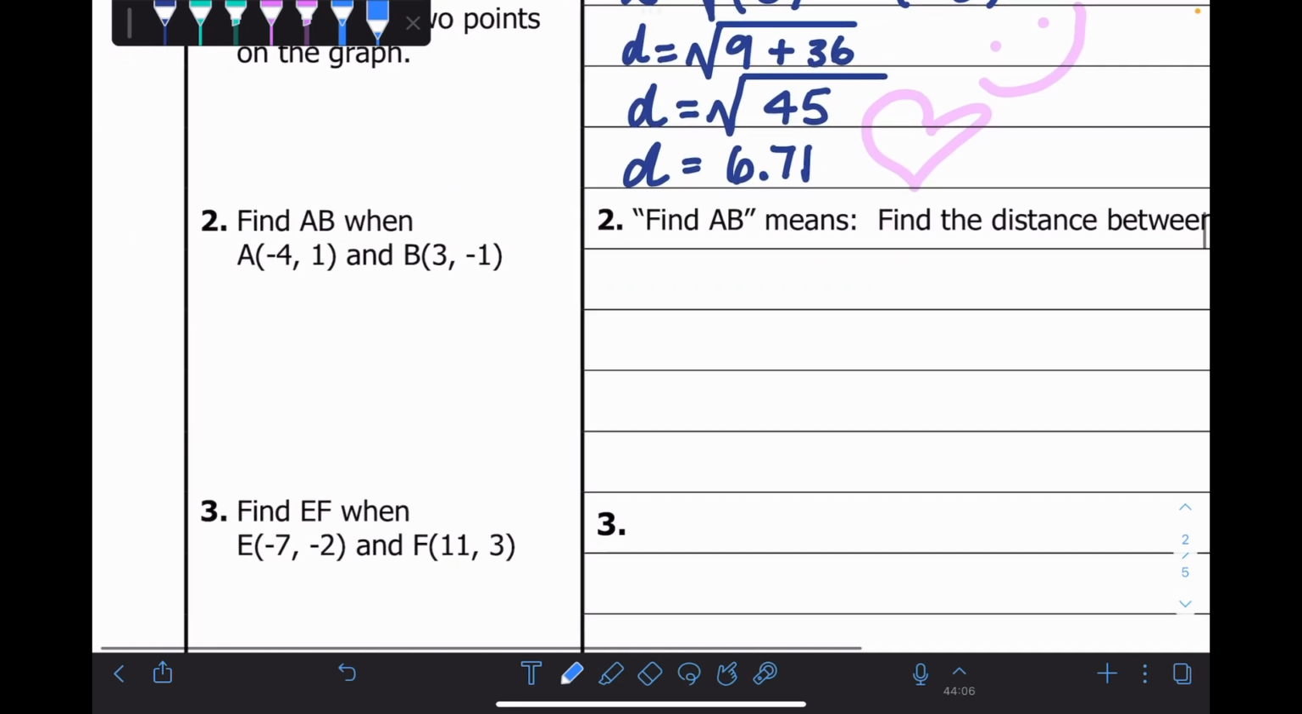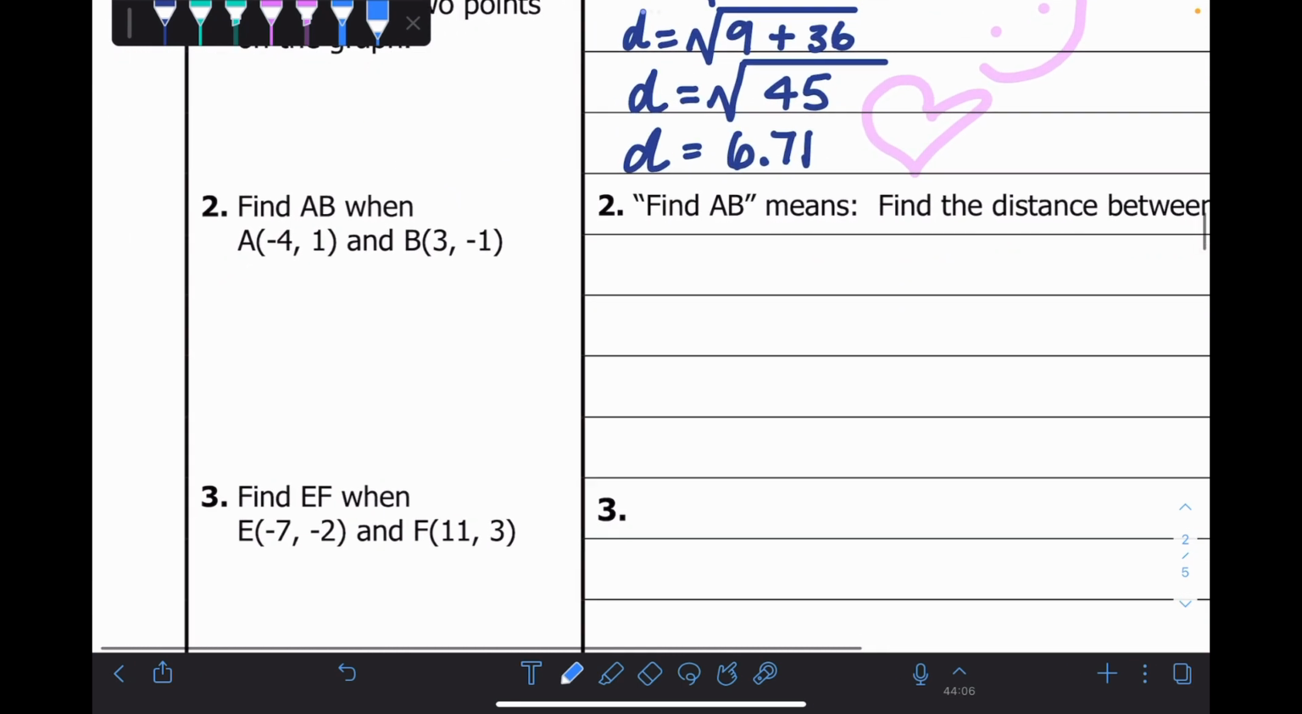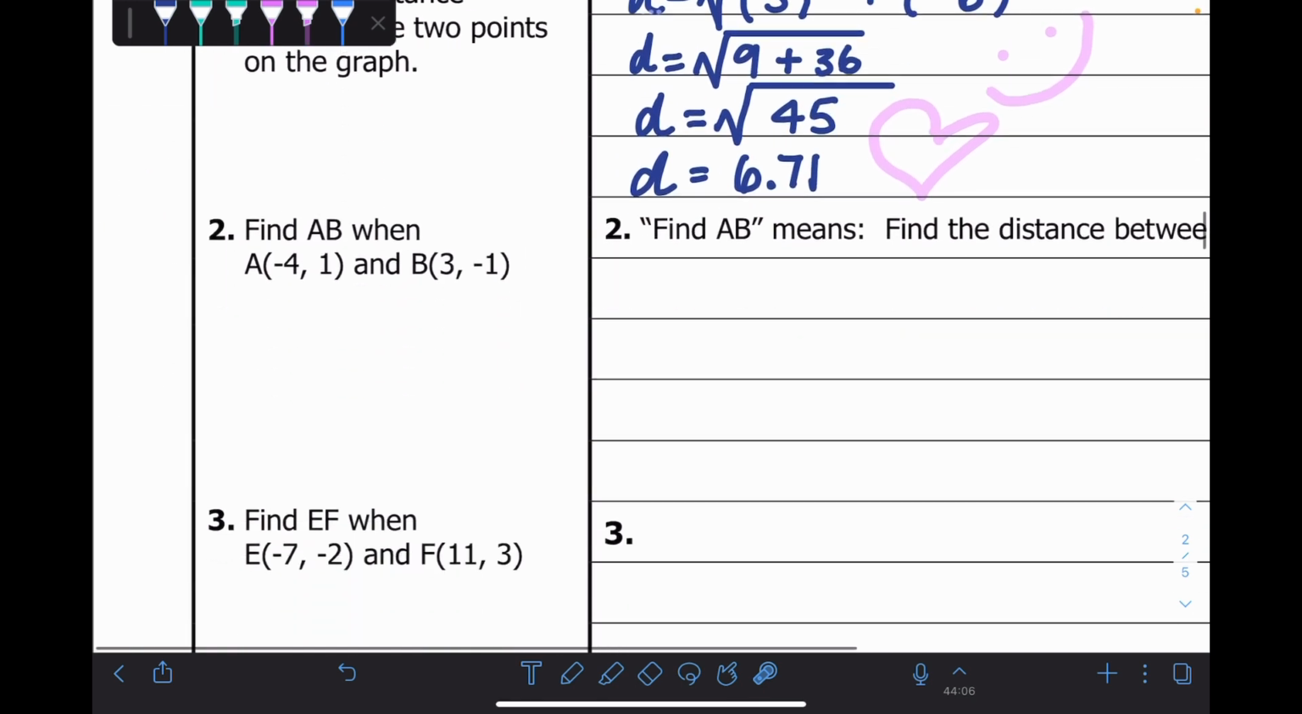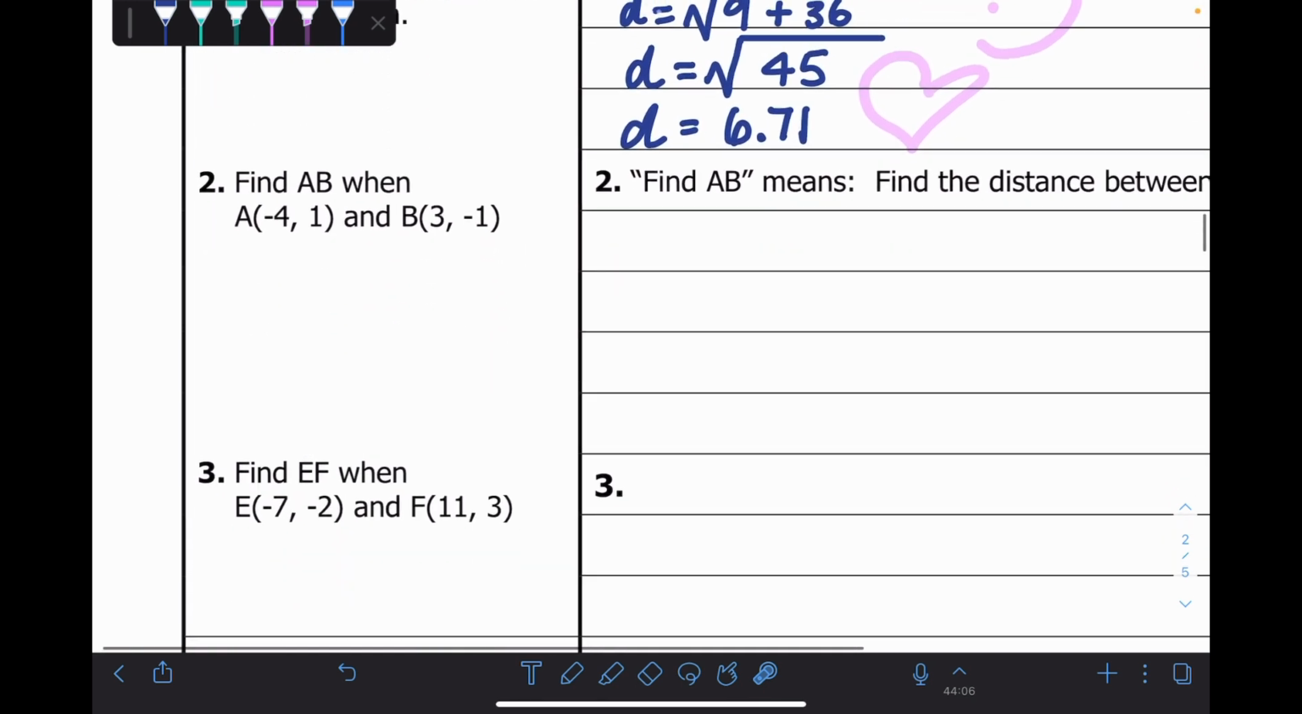We don't always need to have a graph though. We can do it simply from having our coordinate points. And if we're given those points, we just substitute them into our formula, just like we did with our slope one earlier. Okay, so I need to write my formula down first.